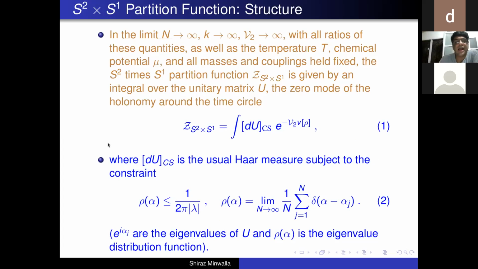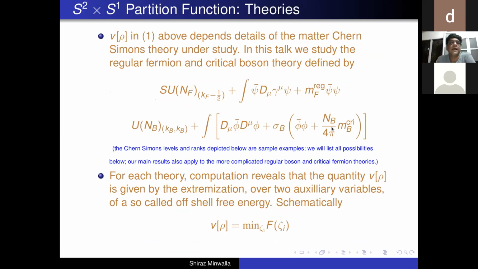Now, I have to tell you more about what this V of rho is. So this V of rho in this function depends on the details of the matter-Chern-Simons theory under study. In this talk, I'm going to study two such theories.